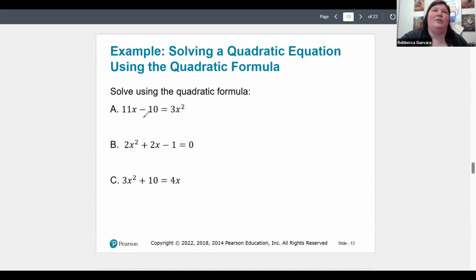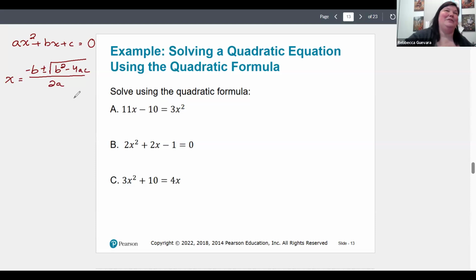We're going to run through using the quadratic formula on these right here. As a reminder, we have to have something of the form ax squared plus bx plus c equals 0. The quadratic formula says that my solutions, my x values, are going to be minus b plus or minus the square root of b squared minus 4ac, over 2a.